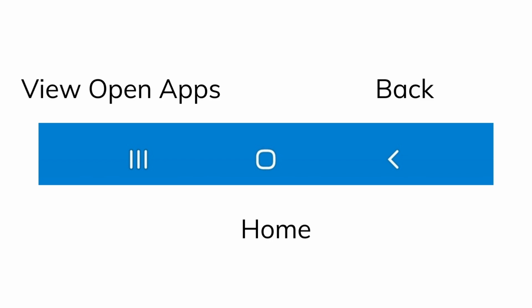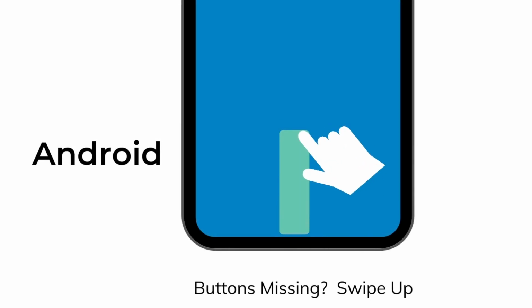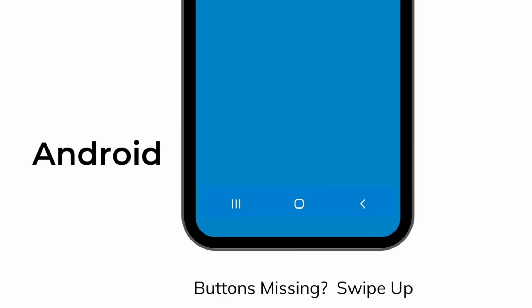The third button is the Back button. Tapping on the Back button will take you to the screen you were previously viewing. Depending on the type of phone you have, your navigation buttons may look slightly different. If the navigation buttons are missing, try swiping up from the very bottom of your screen and they should reappear.